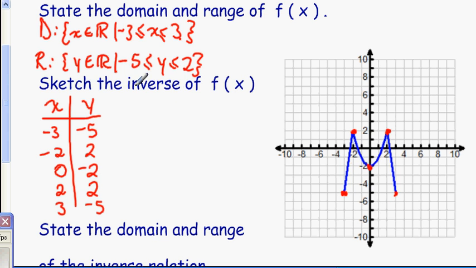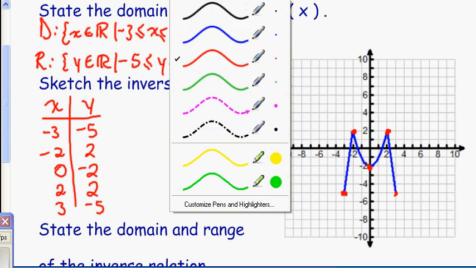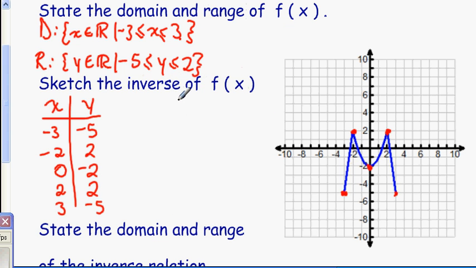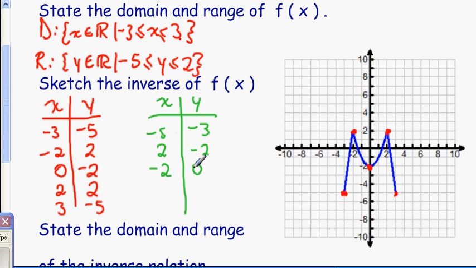So to sketch the inverse, what we want to do is switch all of our x's and y's. So for my inverse graph, instead of having -3, -5, it's going to be -5, -3. I'm switching my x and y values. So this one is +2. Oh no, so we're switching, so 2 and -2. Then -2 and 0, 2 and 2, and the last one would be -5 and 3.